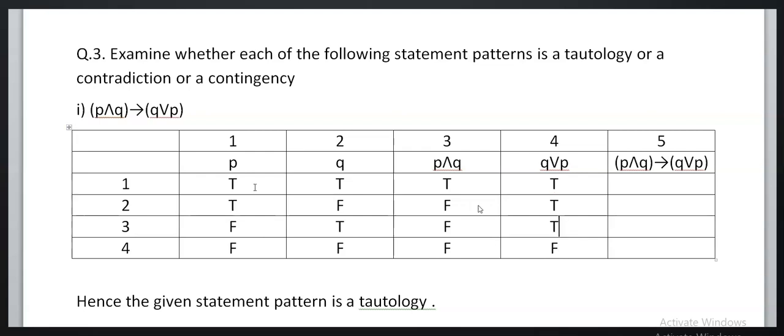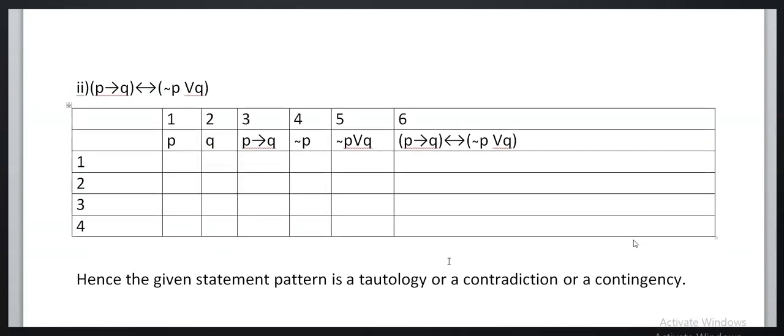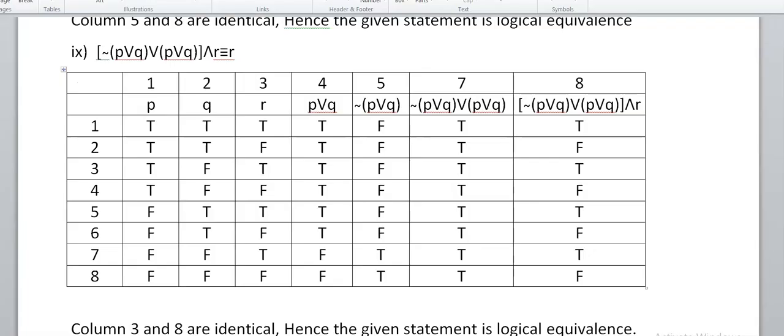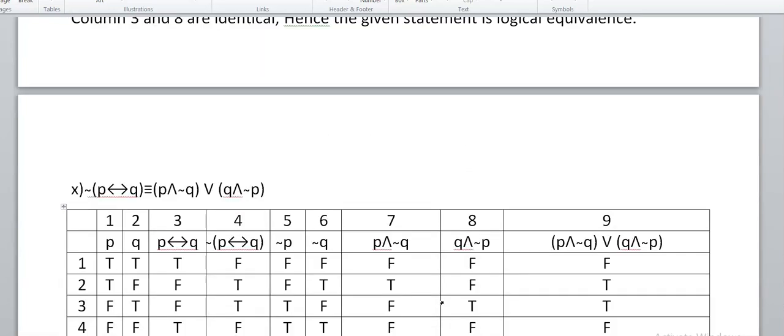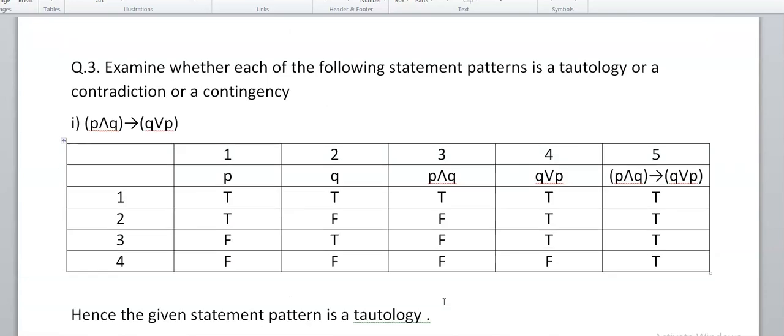And their implication. What implies? T implies T, that is T. T implies F, it is T. F implies T, T, and F implies F, T. That is, all are T, T, T, T. Therefore, it is a tautology. Next is... if you want to see it again, you can see this. This is the tautology.